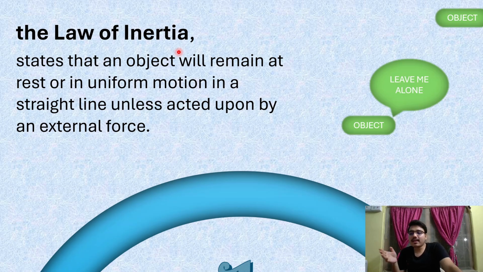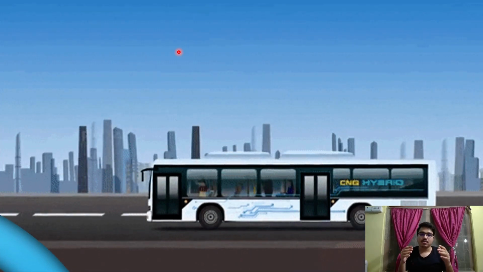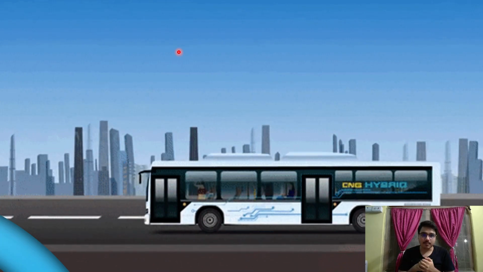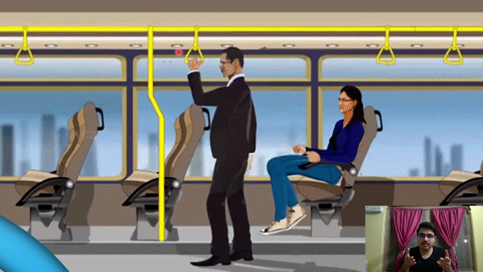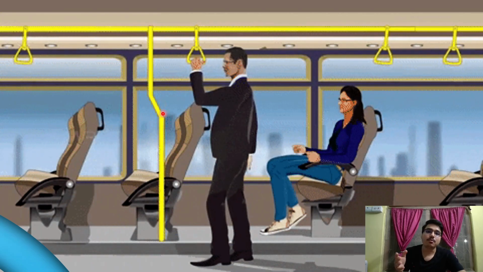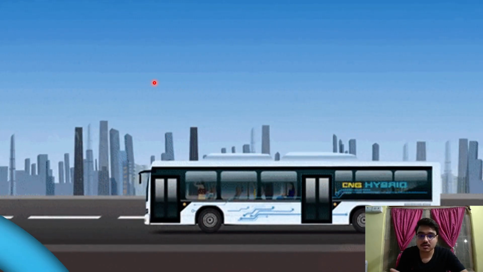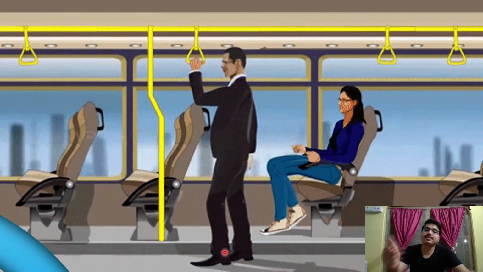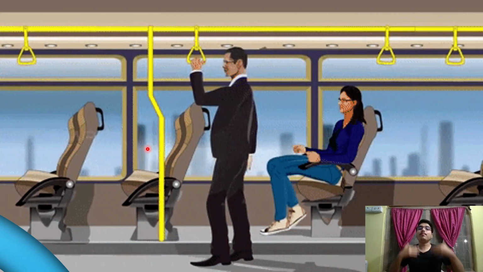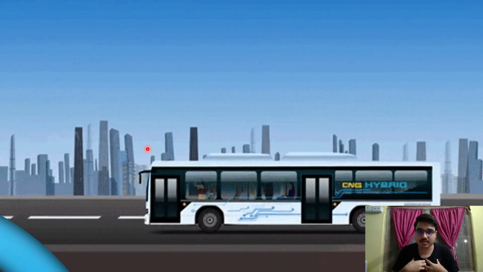Now, where can we see this first law around us? Let's dive into some applications. Suppose I am in a bus, or you are in a bus, and the bus suddenly starts. We can see that this gentleman moves backward, or is jerked backward. Why does this happen? Because when the bus starts to move, the legs are in contact with the bus. However, the upper body portion is still at rest, or tries to be at rest.